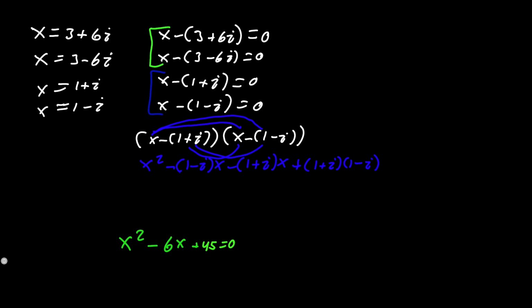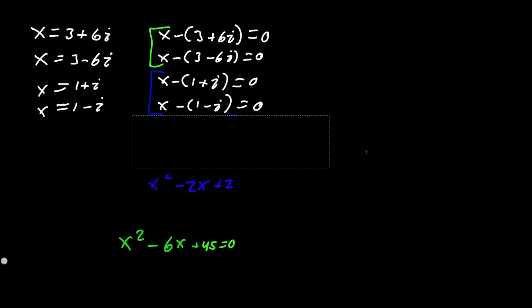The left-hand side with all the x's will give us x squared minus 2x. And here we have to multiply the conjugates out. We have 1 times 1, which is 1, and 1 times negative i, which is negative i. And i times 1 is i, and negative i squared is negative 1. So here we have that this cancels out, and we have 1 plus 1, which is equal to 2. So we have plus 2. So you have both of our quadratics now.